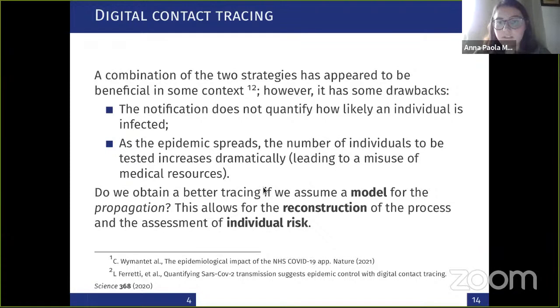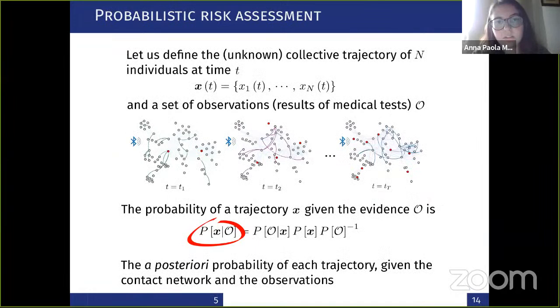So our idea was the following. Can we use the data collected by digital contact tracing, together with the assumption of some kind of propagation model for COVID-19, to help first reconstruct the epidemic trajectories and secondly give an assessment of the individual risk of all the individuals that have downloaded the app? And so, okay, let's go into the details of this modeling.